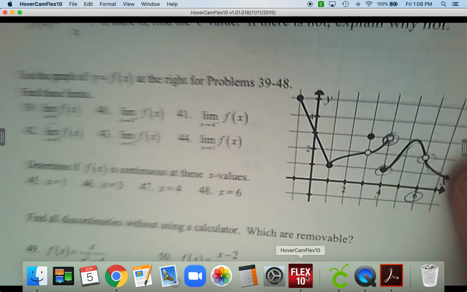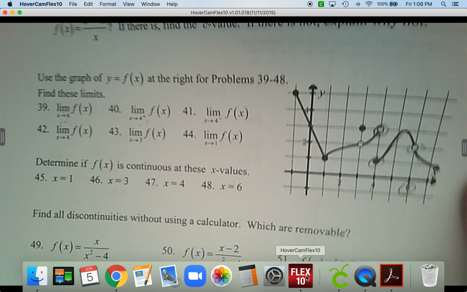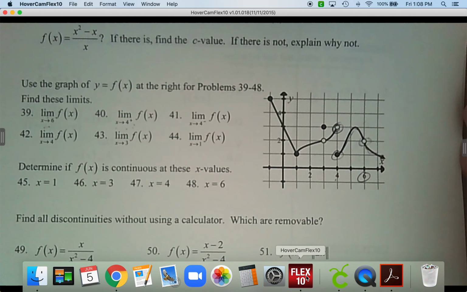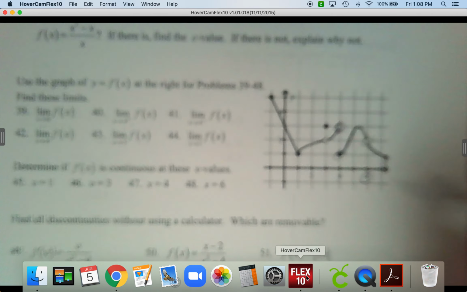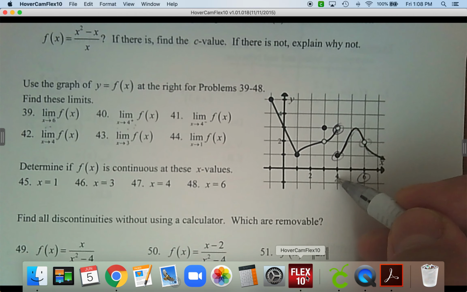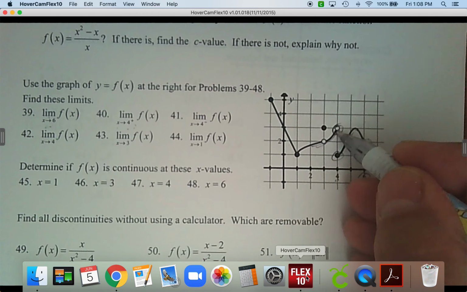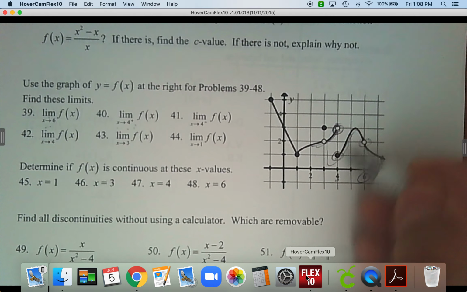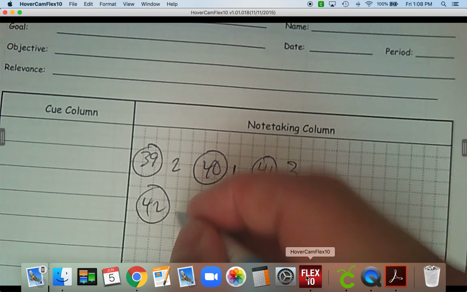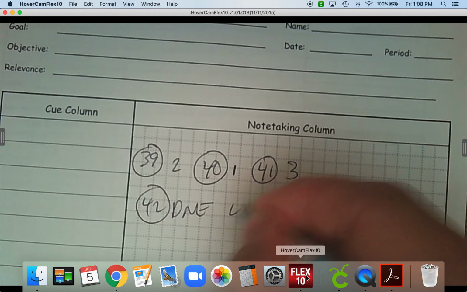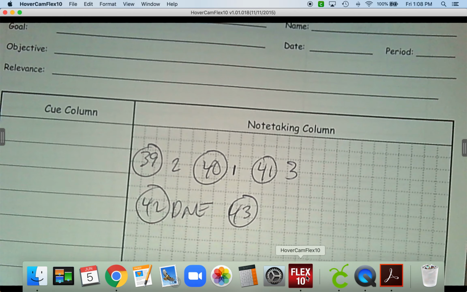Off a graph, can you evaluate a limit? So as x approaches 4, so here we are, back here. Now, does left agree with right? So there's a one-sided limit here, but because of the jump, the two-sided limit does not exist. 43, off the graph.